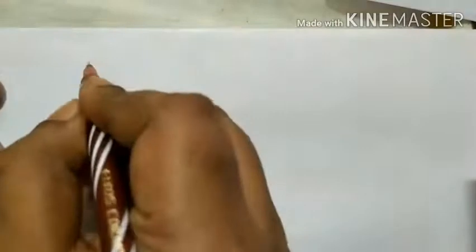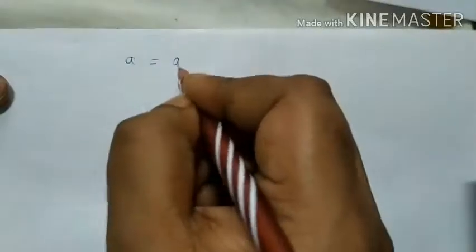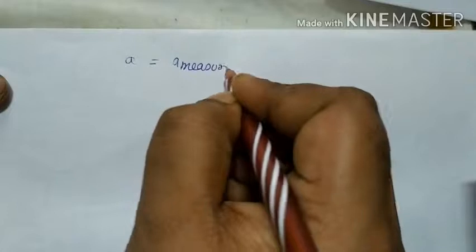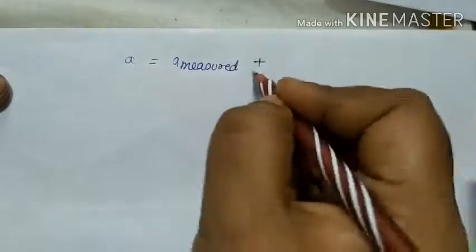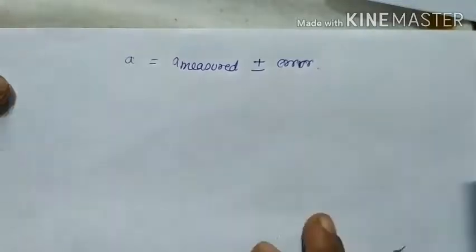This section covers the types of errors, but in a mathematical way, and how the classification is done. As I said before, the true value of any measurement is equal to the measured value plus or minus error. So there are different terms which you have to learn.